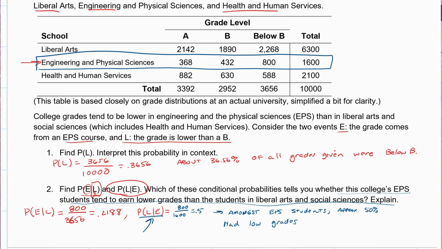So this is the one that looks exclusively at EPS and tells us within that group who got a low grade. And when you compare that percentage of low grades to the low scores generally in the college, you can see that amongst that school, grades are pretty low.